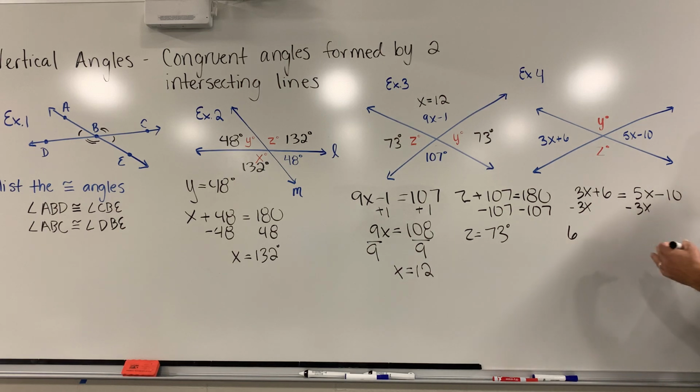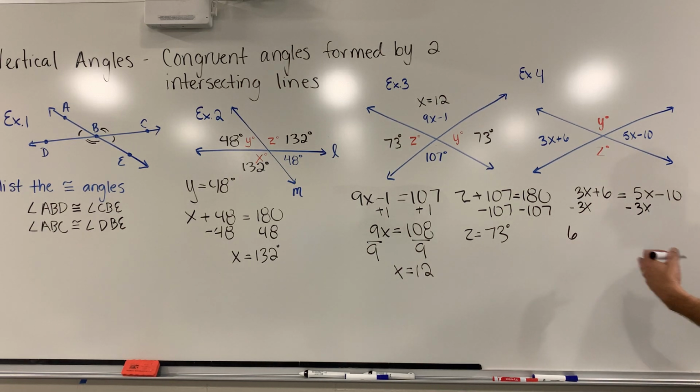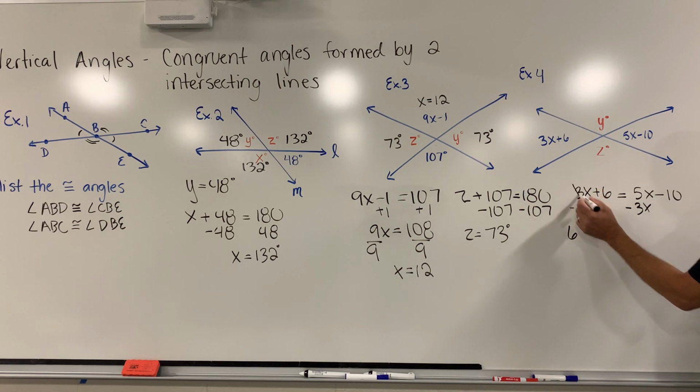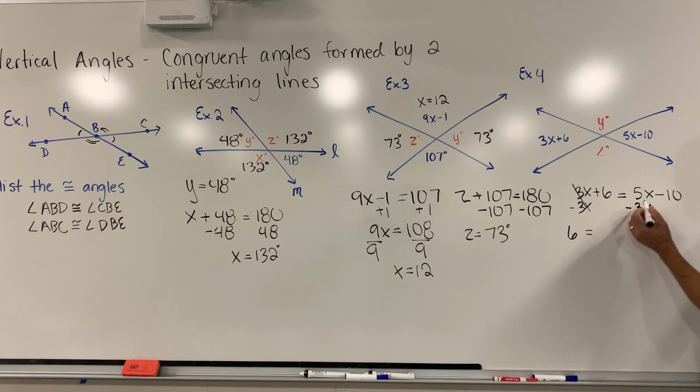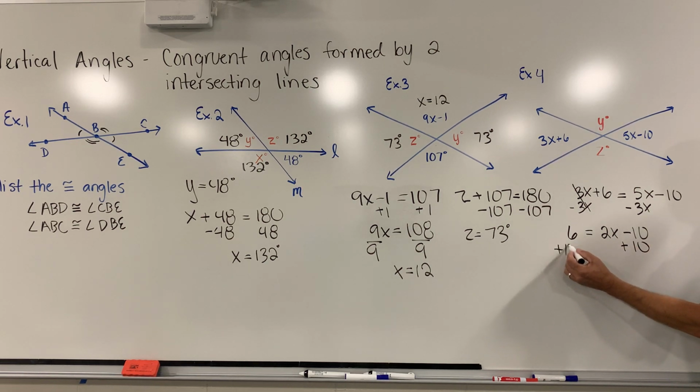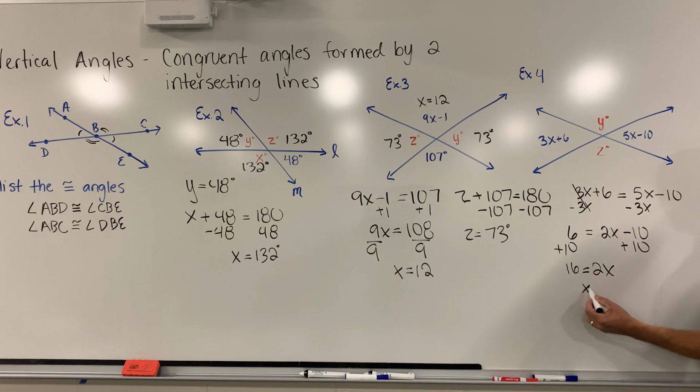You know, the opposite of adding is taking away, or subtraction. The opposite of dividing is multiplying. So I'm going to cancel these out. I'm going to bring down that 6. And I've got 5x's take away 3x's is 2x's minus 10. Well, now I've got a two-step equation. I add 10, I add 10, I get 16 equals 2x. X, if I divide by 2, is equal to 8.